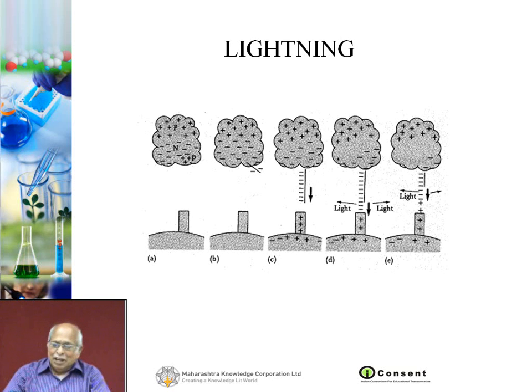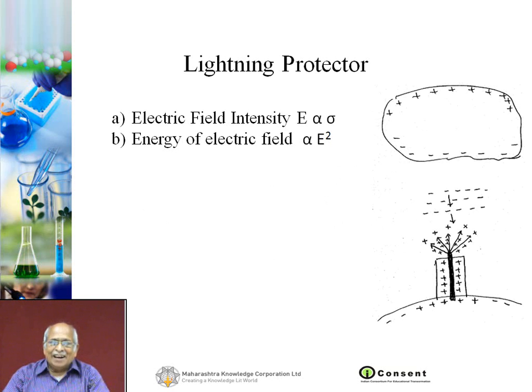Then we have something like a lightning protector. Again, see some equations to understand this. In the first equation, the intensity of electric field, denoted by E, is proportional to sigma. And the energy of the electric field is proportional to E square. You will understand the significance of these equations.